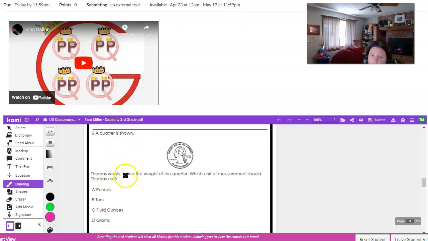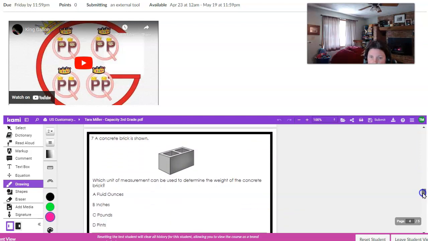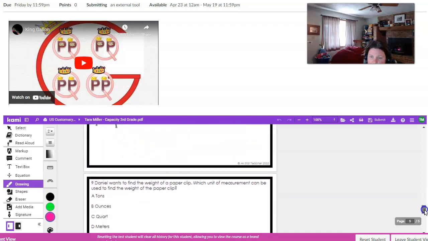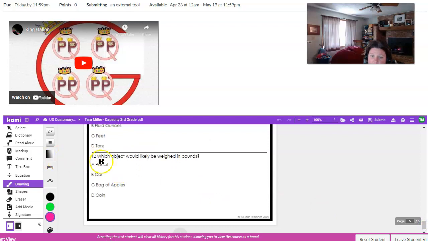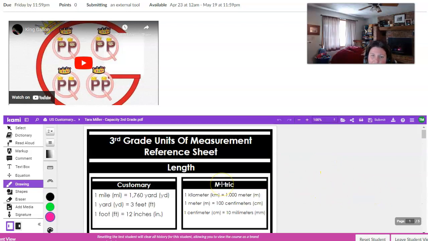There's also some weight questions. A quarter is shown. Thomas wants to find the weight of the quarter. Which unit of measurement should Thomas use? Pounds, tons, fluid ounces, or grams? I'm going to say grams on this one. Fluid ounces means like water or fluid. Continue until you get to question number 12. So I know it says 5 pages. It's only 12 questions. You can do this.